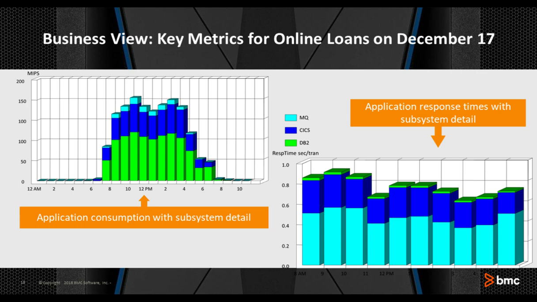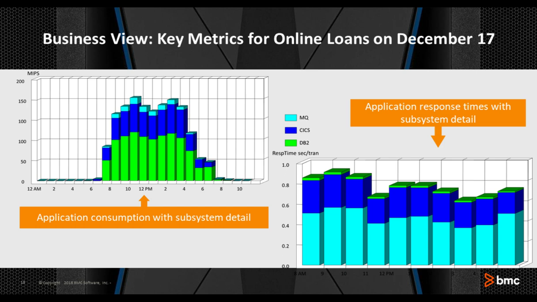But when we also start looking at the performance implications, we look at the response time, we get to see a similar breakdown. So the total response time for online loans on the mainframe was this, broken down by CICS, DB2, and MQ. And maybe surprisingly, for people who would say, well, there's a lot of DB2 usage on that, if there are problems, it's probably with DB2.